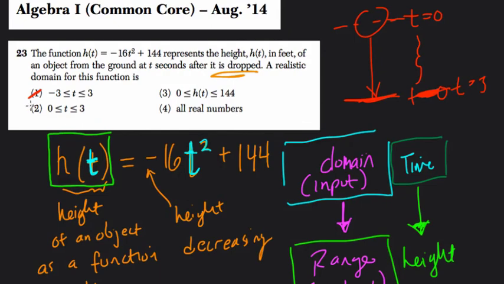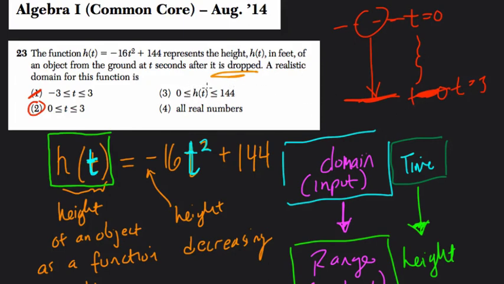That's possible. And that's why I think choice 2 is the most reasonable so far, because t could be larger than or equal to 0, 0, 1, 2, 3, any increment in between, and then stop at 3 when it hits the ground. That seems reasonable. But let's look at the other two choices just in case. Choice 3 could be reasonable, from 0 to 144.